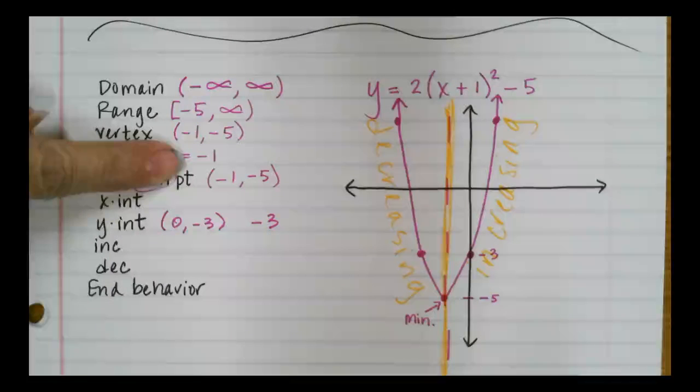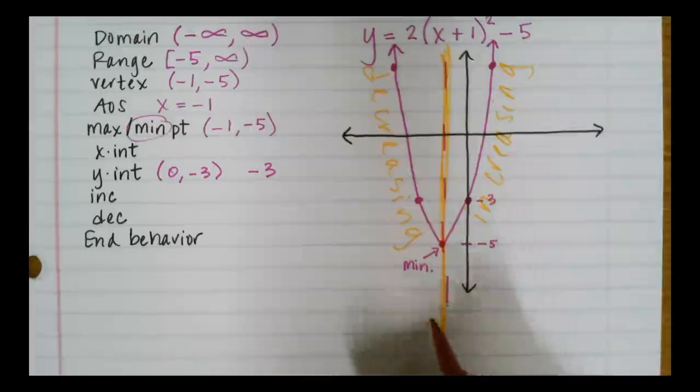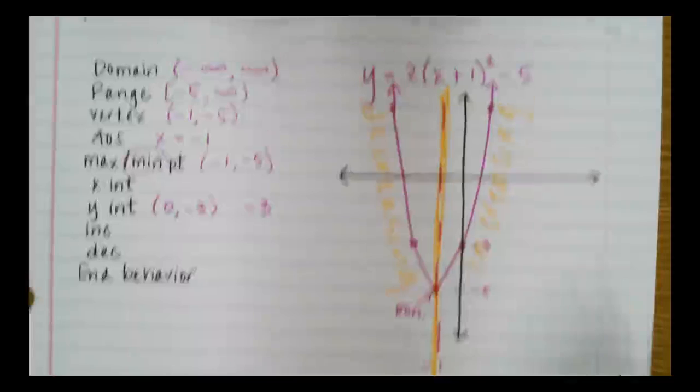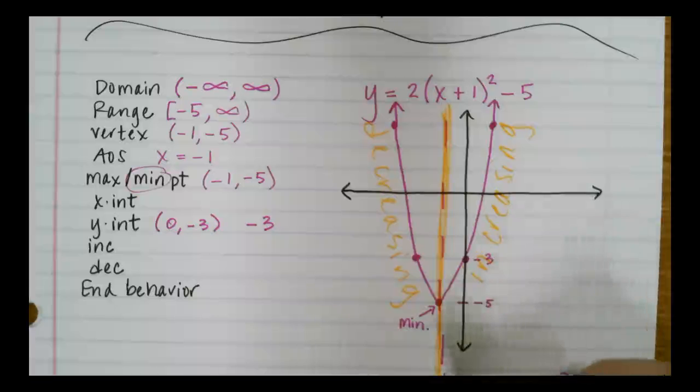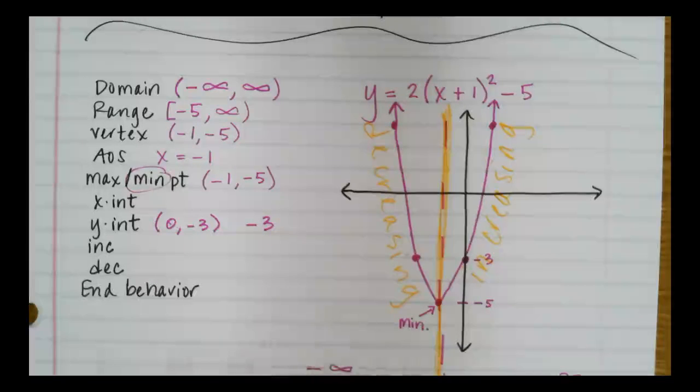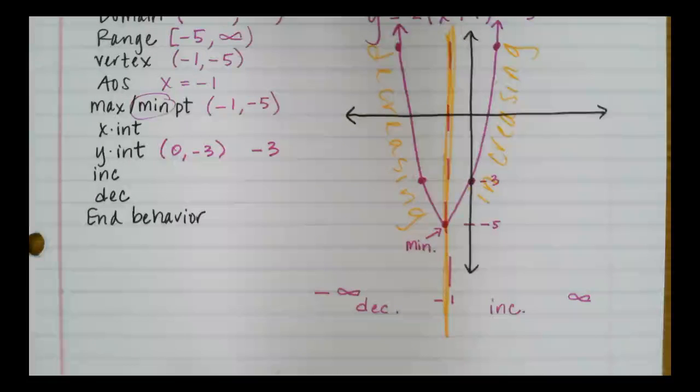And the axis of symmetry is at -1. So if the axis of symmetry is at -1, this side is increasing, which means it's increasing forever on this side. This side is decreasing, and it's been decreasing forever.